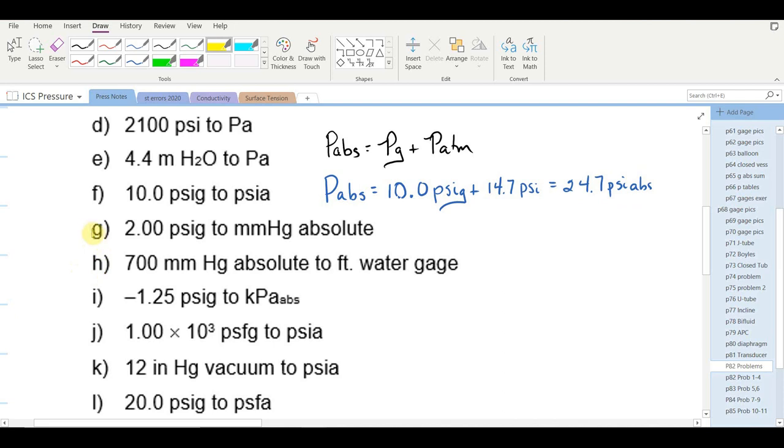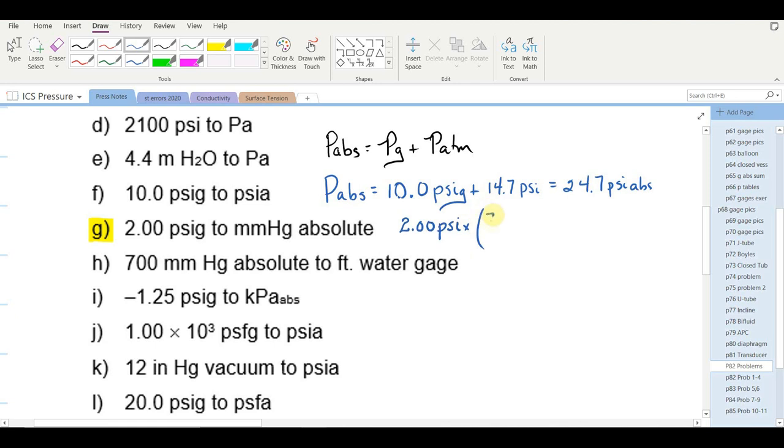In G, we want to convert from 2 psi gauge to millimeters of mercury absolute. So we have two conversions to make. We have to convert psi to millimeters of mercury. We have to convert from gauge to absolute. It doesn't really matter what order you do it in, it comes out the same. I'm going to go with psi to millimeters of mercury first. 2.00 psi to millimeters of mercury.